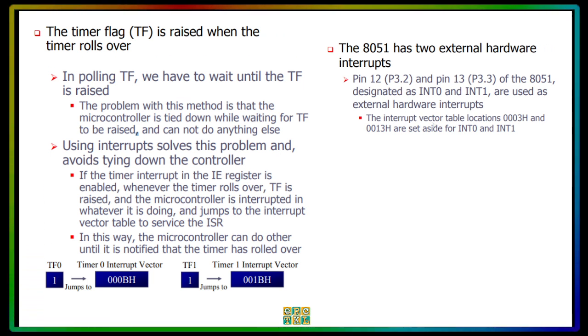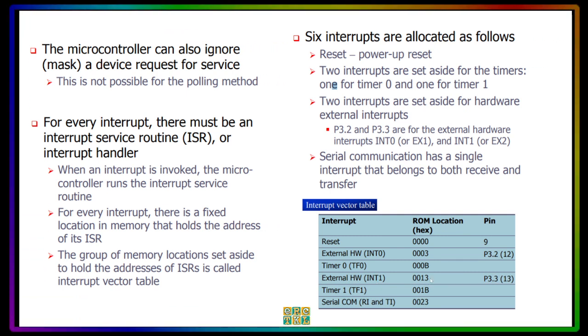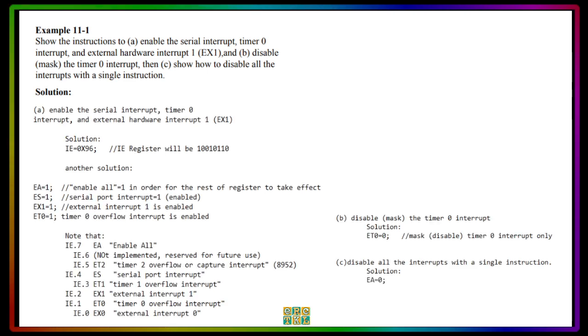Now, the interrupt vector table locations 0003H and 0013H are set aside for INT0 and INT1. So if we go back to the table that I have shown you here, INT0 is 0003 and INT1 is 0013, and these are expressed in hexadecimal. So the ROM location, which has 4 hexadecimal digits, means that we have a 16-bit address.